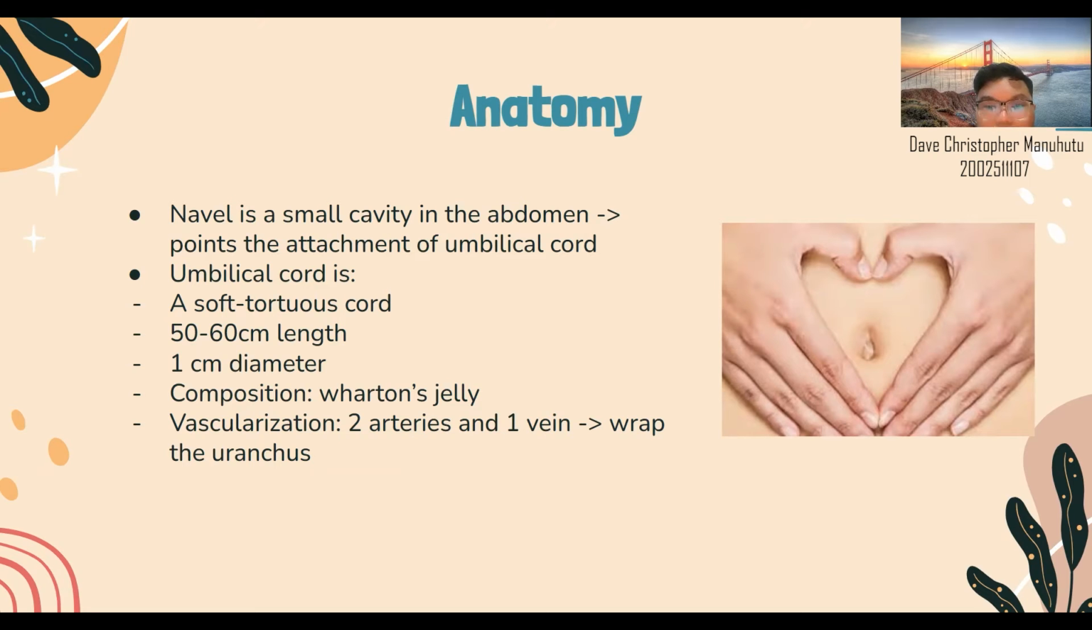The umbilicus or navel is a small cavity in the abdomen where it points to the attachment of the umbilical cord. The umbilical cord is a cord with a soft tortuous appearance and an amnion smooth covering. It is known to be the mother and fetus's physical and emotional attachment. The length varies from 50 to 60 cm with a 1 cm diameter. It is composed of Wharton's jelly, a gelatinous ground substance, and mucopolysaccharides. There are 2 arteries and 1 vein that vascularize the umbilical cord, which also contains the urachus.